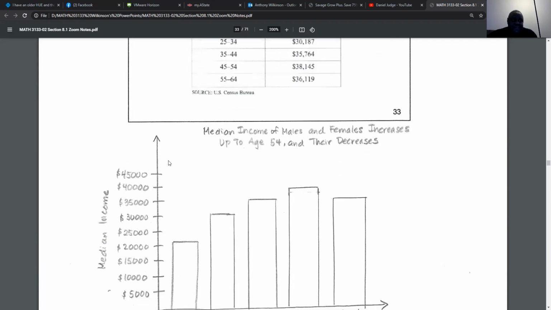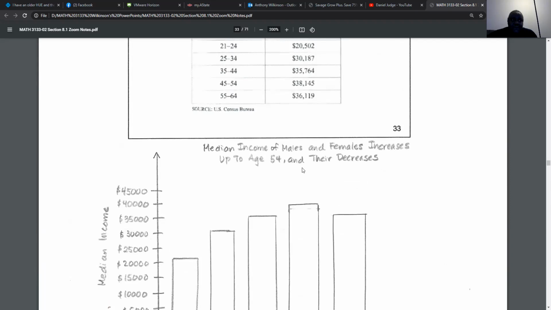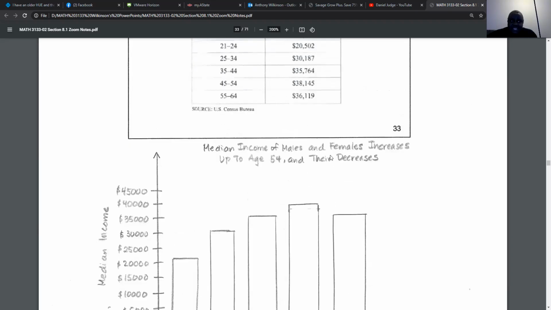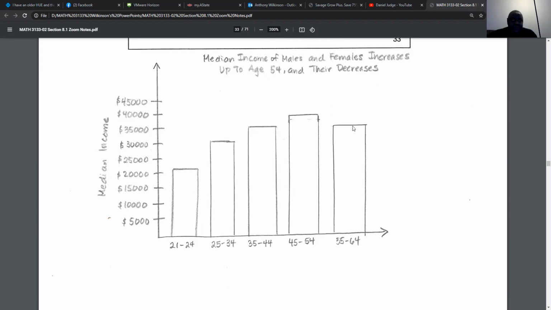that amount was 35,764. That's the height of this bar right here. And then for 45 to 54, 38,145. Kind of estimated because it's near 40,000, but it's not exactly 40,000. And then finally 36,119 for 55 to 64. That would be the height of that bar right there.